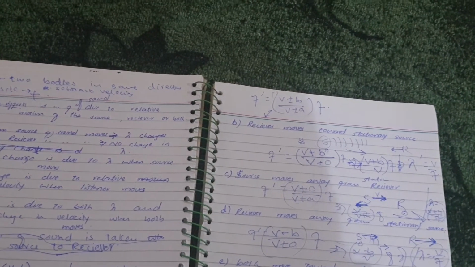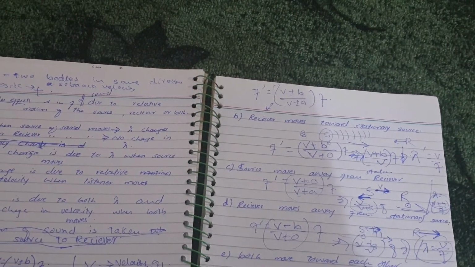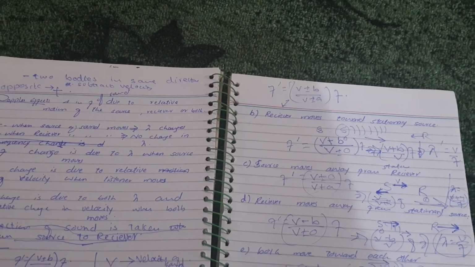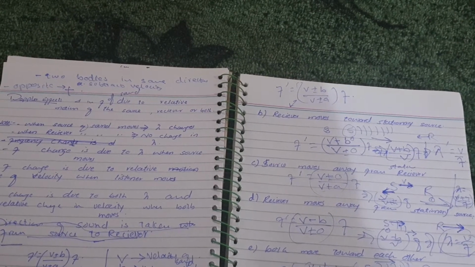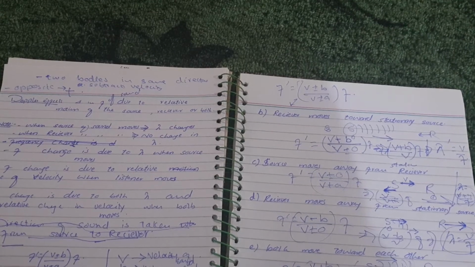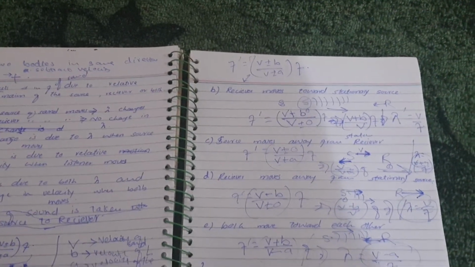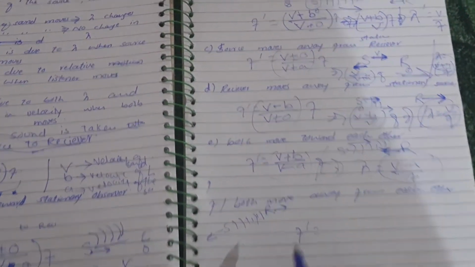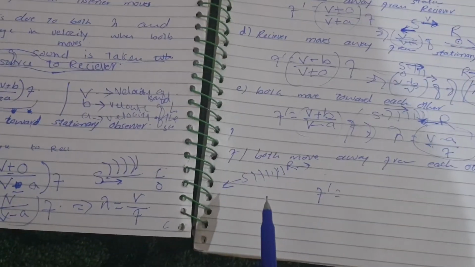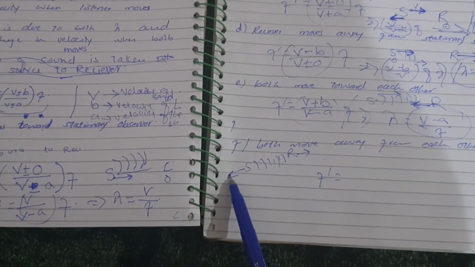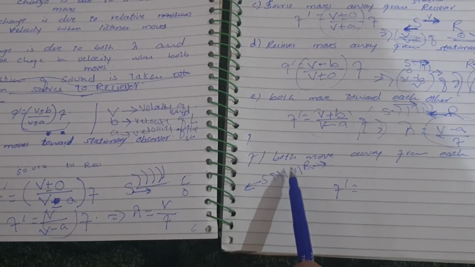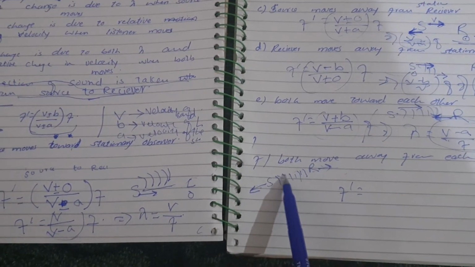This can easily be done, and you could think over it. So the frequency a dash is equal to, both away from each other. This is the source, this is the receiver. Both away, this moves in this direction, this moves in this direction. Speed of sound is taken from the source to the receiver. Initially both move away from each other; the source moves in this direction, the receiver moves in this direction.